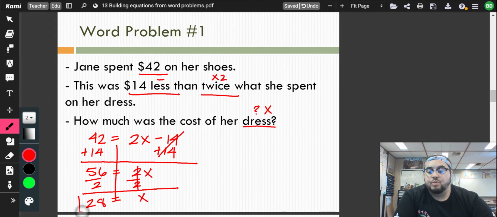Now, it's always important once you solve for x that you put it into context and you actually answer the question that's being asked of you. The question from the word problem says, how much was the cost of her dress? And since her dress stands for x and x is 28, the dress was $28.